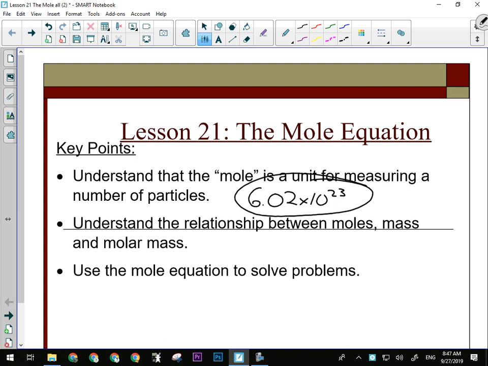Okay. So we're going to look at the relationship between moles, mass, and molar mass. That's a little bit more mathematical. And then we'll use the mole equation to solve problems. There's basically only 4 ways I can ask you a mole equation problem. It is, however, going to involve you doing some algebra. Algebra is easy, regardless of what you may have been unintentionally told. That's the way I'm going to say it.